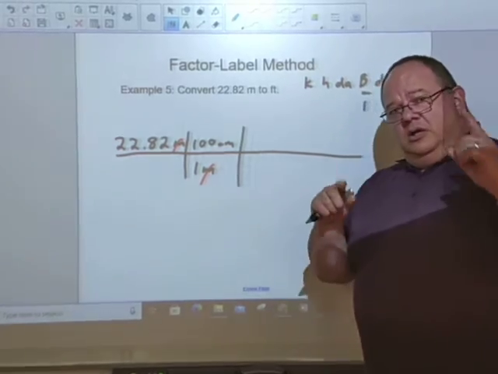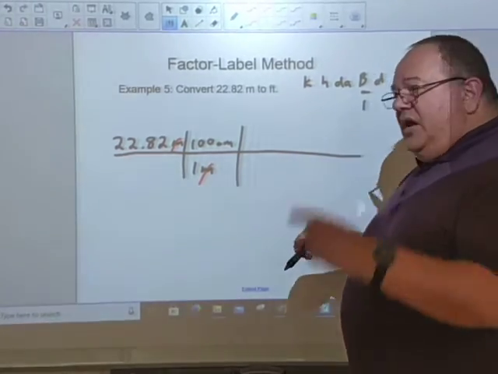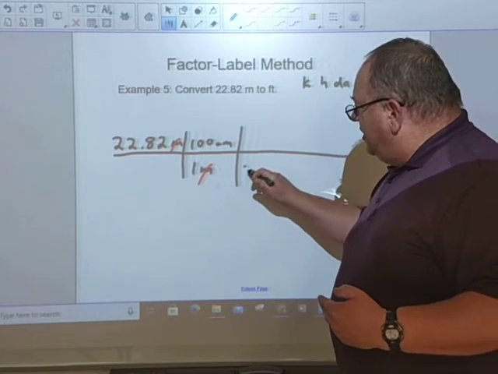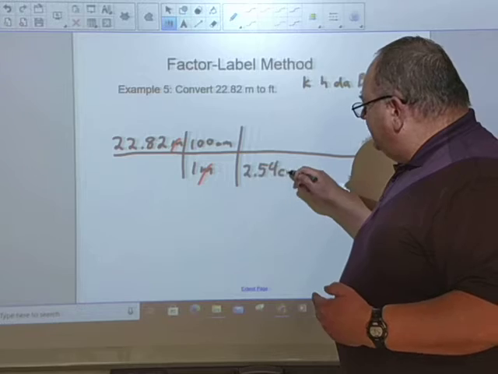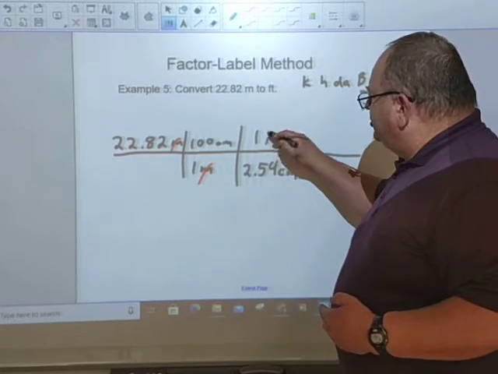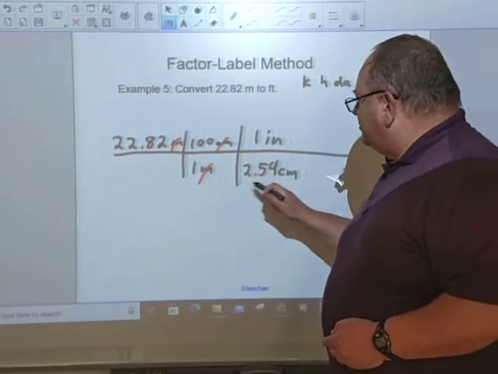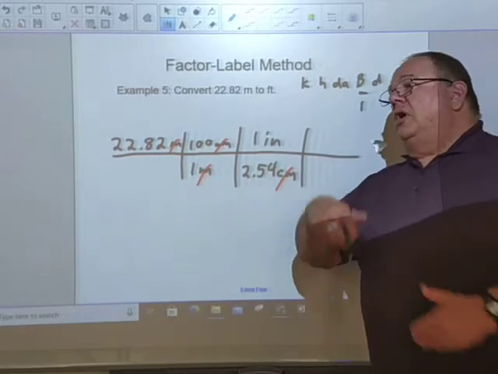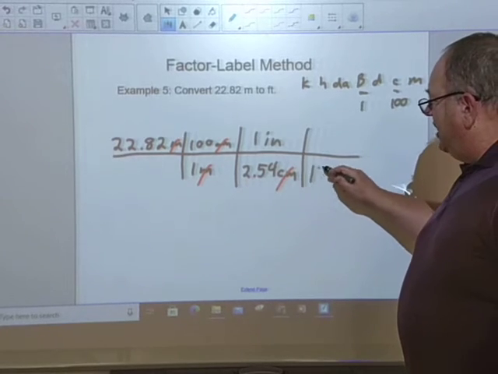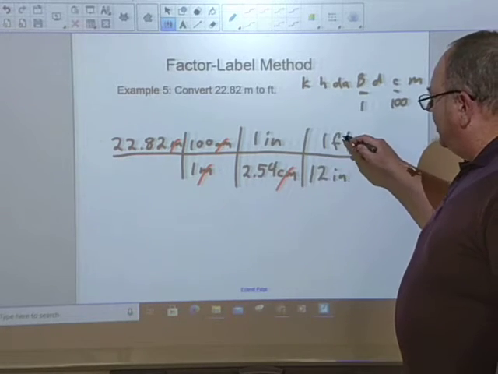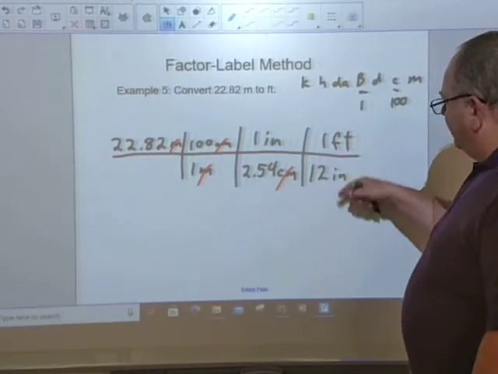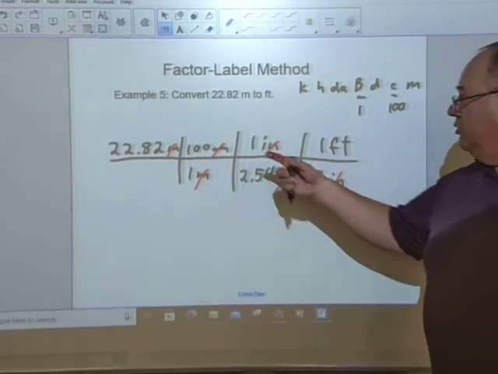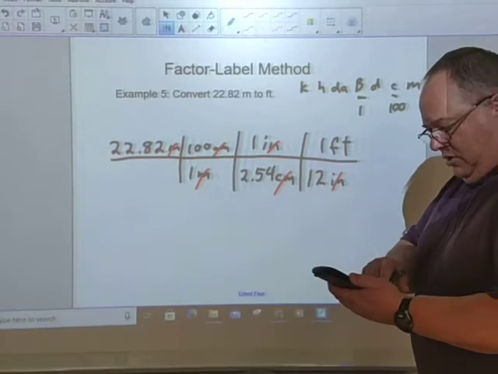What's next? The bridge was centimeters to inches. I said 1 inch equals 2.54 centimeters. So that's centimeters on top. I'm going to put 2.54 centimeters on the bottom, 1 inch on top. I can cross off centimeters. Okay? Now I'm in inches. How do I get to feet? Well, there's 12 inches in 1 foot. Top equals bottom. I can cross off a label. And we're now in feet. That's what I was looking for.